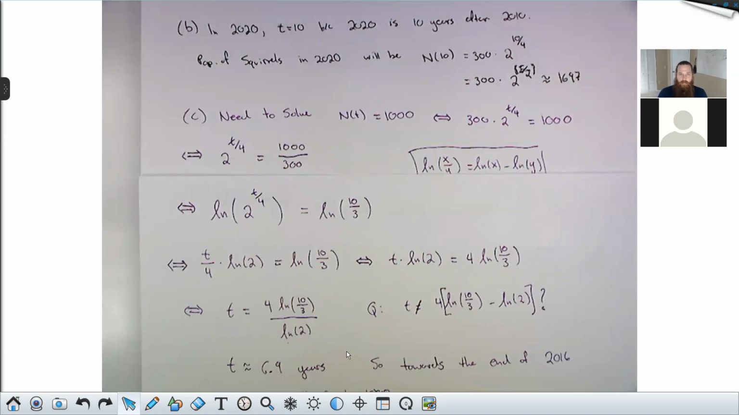Because 2016 is 6 years after 2010. So we know that 6.9 years later is when we will get this population up to 1,000. And that's 6.9 years after when we started counting, which was 2010. Okay, I see.